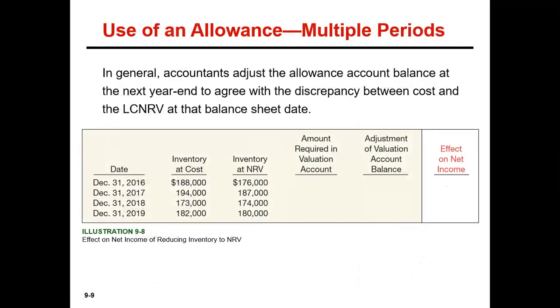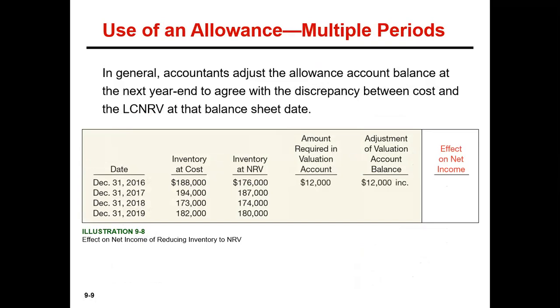Okay, so I mentioned this already, and so they're going to show us the use of the allowance method over multiple periods. Just like with our allowance for doubtful accounts, we just have to keep making adjustments to this account. So just like it shows here, in general, accountants adjust the allowance account balance at the next year end to agree with the discrepancy between cost and net realizable value at the balance sheet date.